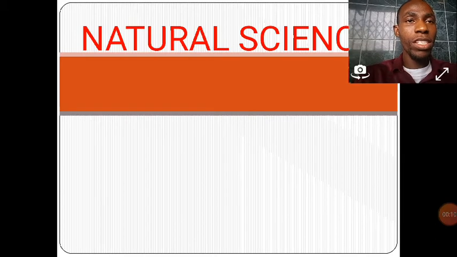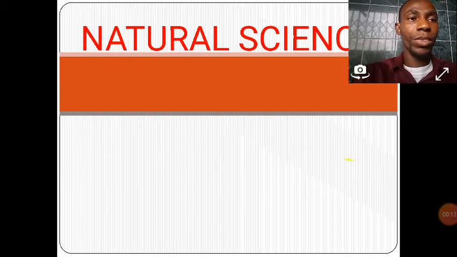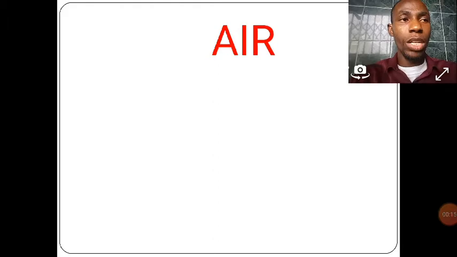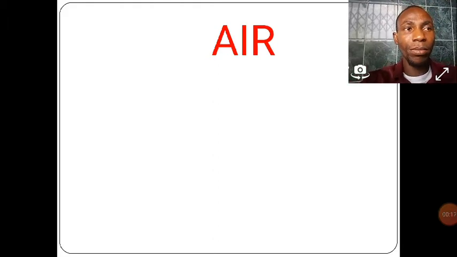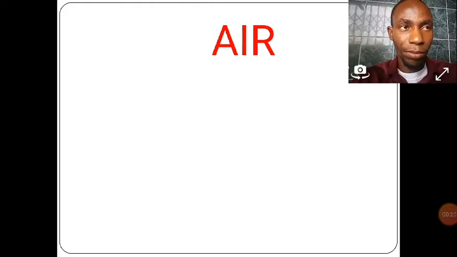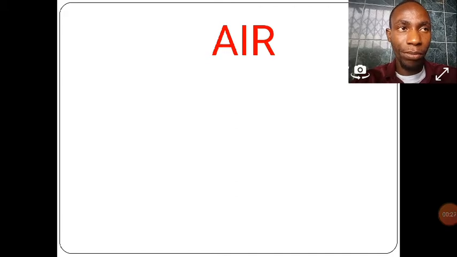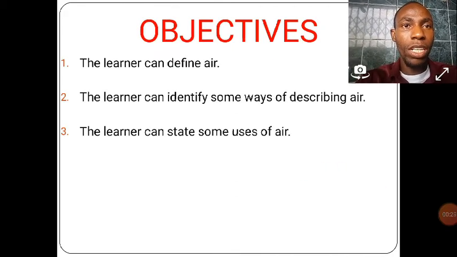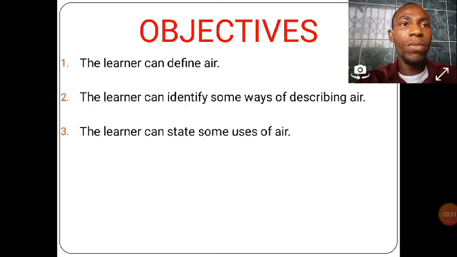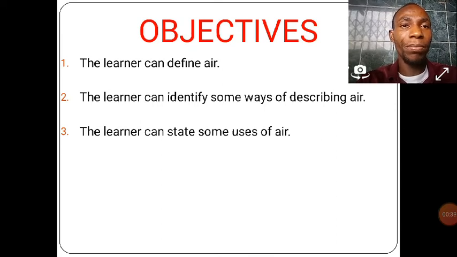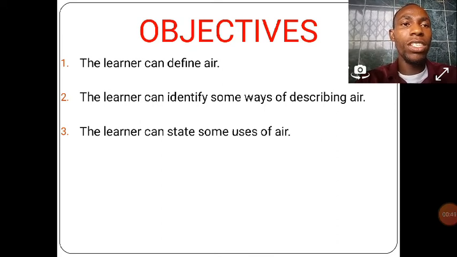Today's subject is natural science. Let's look at our topic. Our topic is air. Now, what are we supposed to achieve at the end of the lesson? At the end of the lesson, you can define air. You can also identify some ways of describing air. Finally, you can state some uses of air.